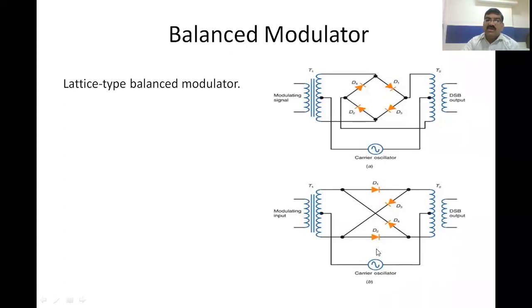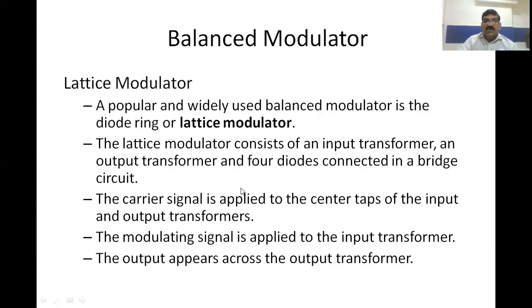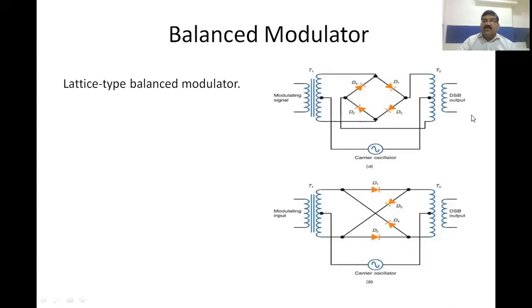So this is another circuit you can say. This is mainly used for the layout. So this is the balance modulator. The modulating signal is applied to the input transformer. The carrier signal is applied to the center tap of the input and output transformer. The output appears across the transformer. So at this secondary, you will get the output. So this is the balance modulator.